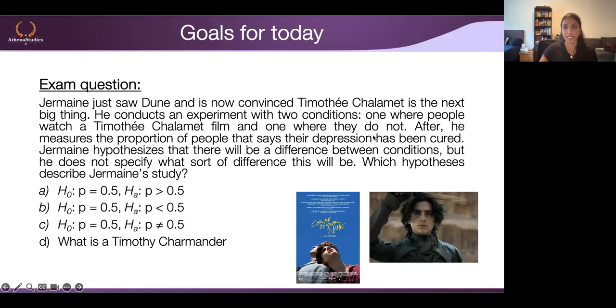Ooh, you guys are fast. Yes, it is C. He doesn't specify a difference. He just says it's going to be different. And so as you see, the null hypothesis is the same for all these options. No matter what you say about the alternative hypothesis, the null hypothesis is always going to be the same because you're always talking about the same population. And then the alternative hypothesis is either going to be bigger than this value, smaller than this value, or different from this value.